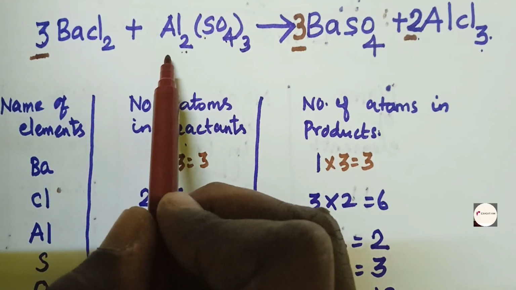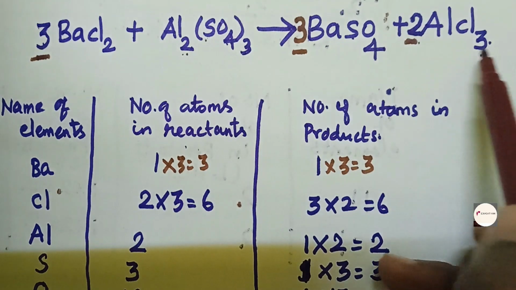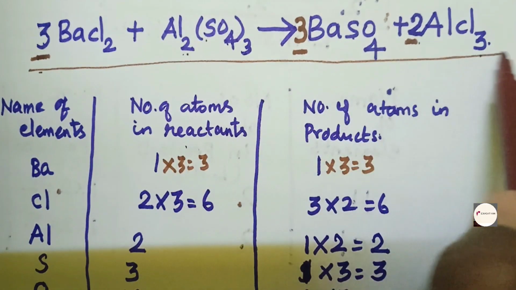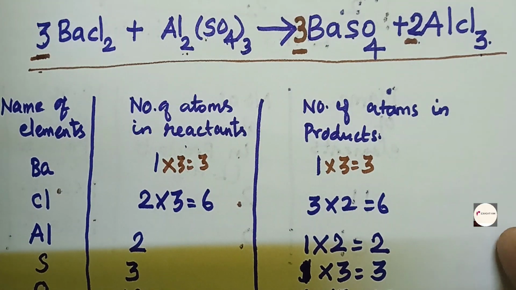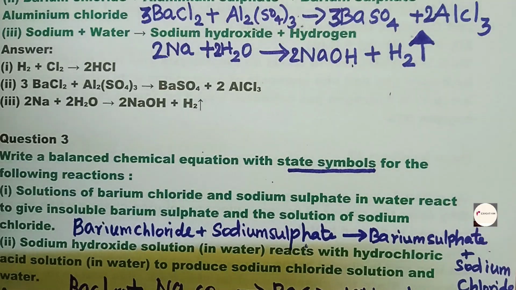3BaCl2 plus Al2(SO4)3 gives 3BaSO4 plus 2AlCl3. This is our required balanced equation. Okay, next the third one, sodium plus water gives sodium hydroxide and hydrogen. Okay, you can try this equation.